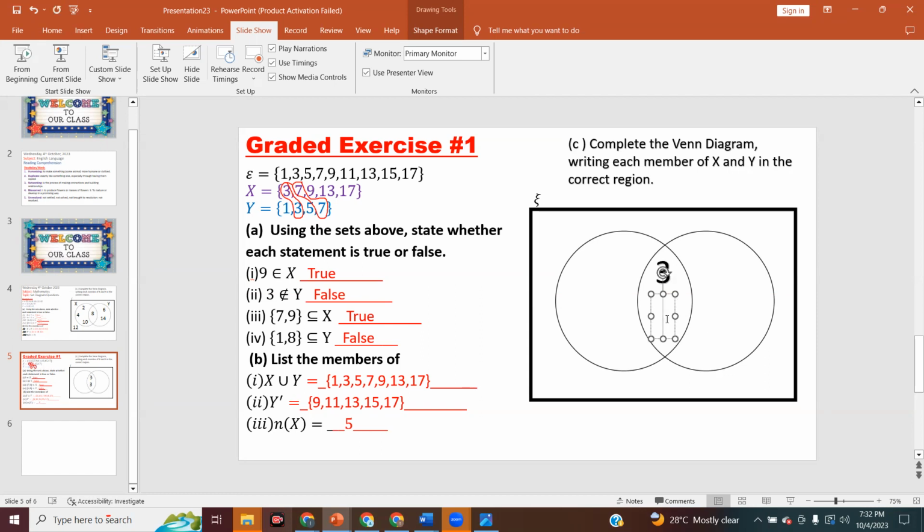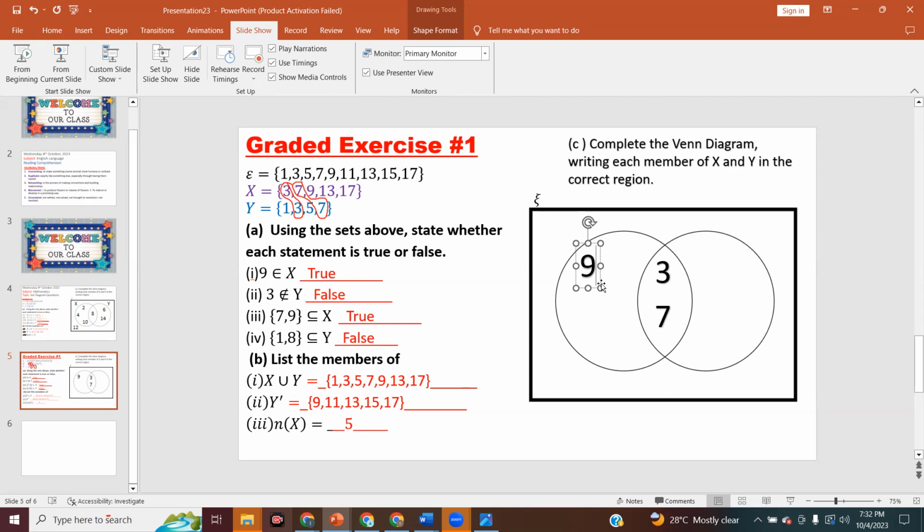If I just put 7, that's half a point. If you just put 7, you're wrong. You have to put 3 and 7, because both of them are in the middle. So what else do we have for X besides 3 and 7?